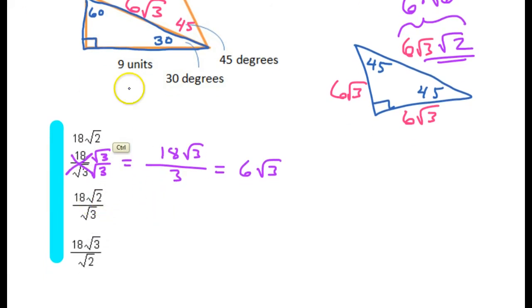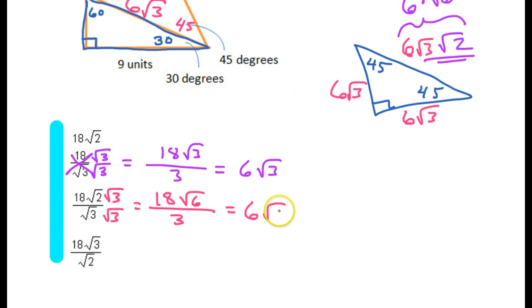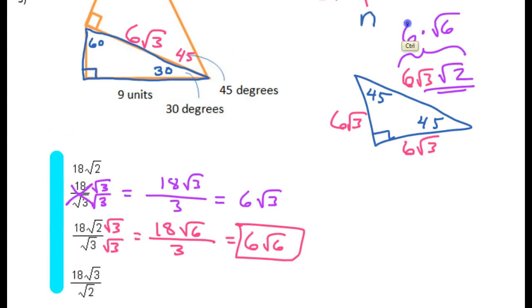Okay, let's look at the next one. I'm going to change colors. Say I multiply this by radical 3. That's going to give me 18 radical 6 over 3, since I'm just multiplying these together. And then 18 divided by 3 is 6, so this will be 6 radical 6. And this is what we were hunting for. So this is the answer.